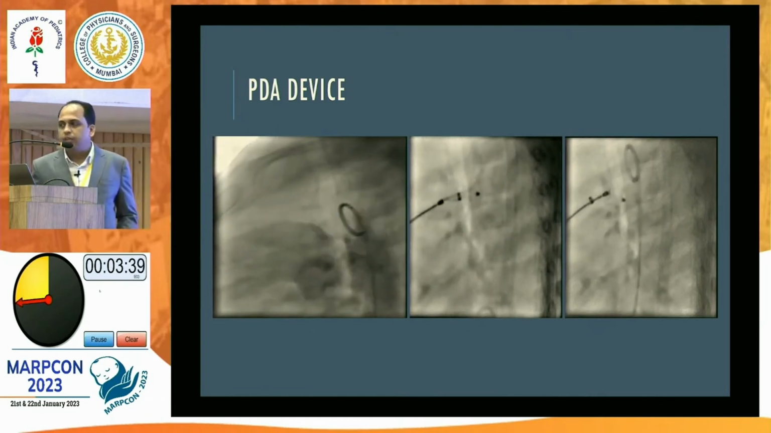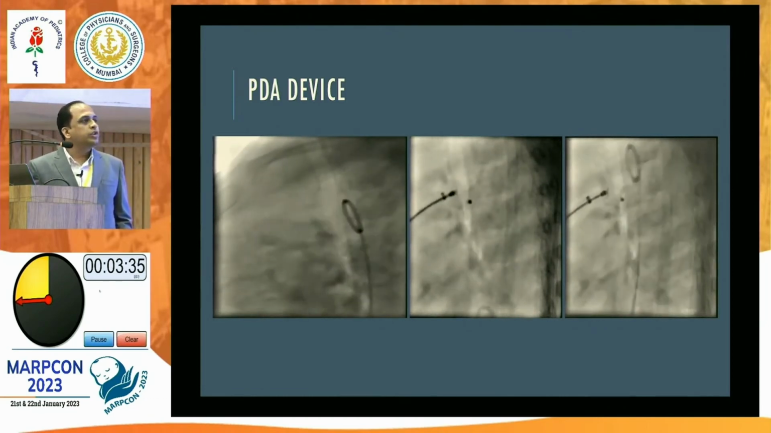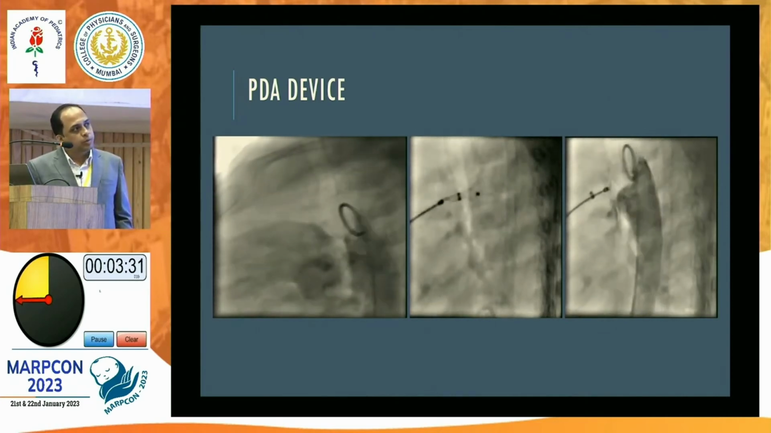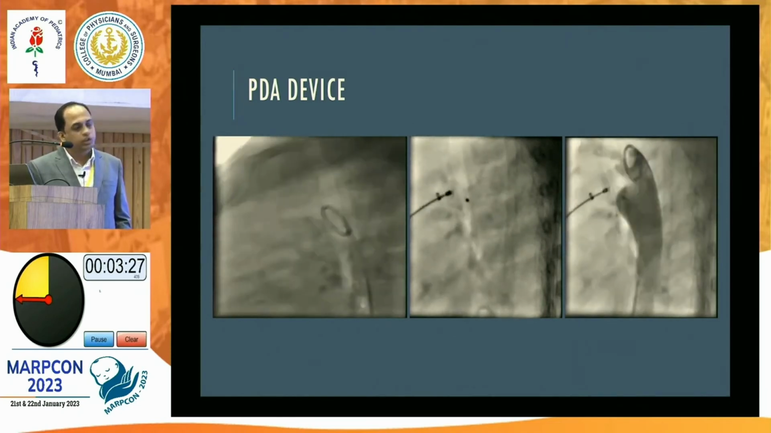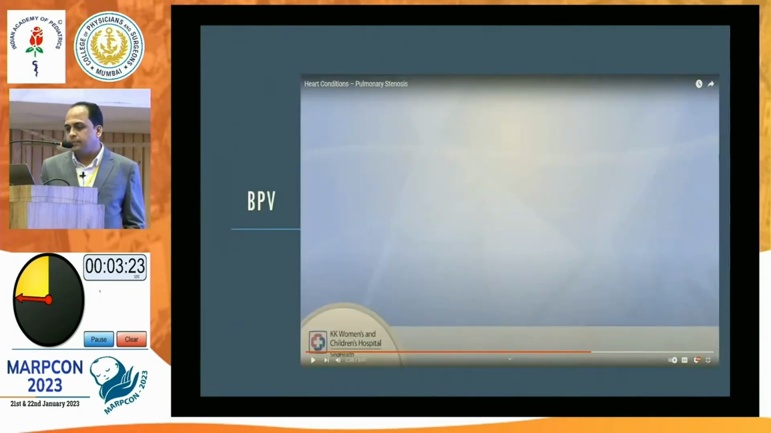So how do we confirm that the device is in the correct position? You have to do an aortic angiogram. The aortic angiogram will show that there is no obstruction in the flow in the aorta and nothing going to the pulmonary side. It means the device is in good position, and now you just have to release the device with the unscrewing mechanism.